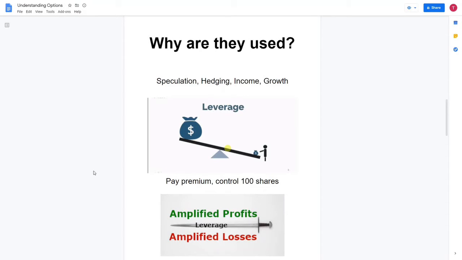Leverage is a double-edged sword. Although you can amplify your profits, you're also taking on additional risk. Consider if you purchase the same at-the-money call, but this time the price of the stock decreases. At expiration, if the stock's price is still below your strike price, you will lose all of the premium you paid.